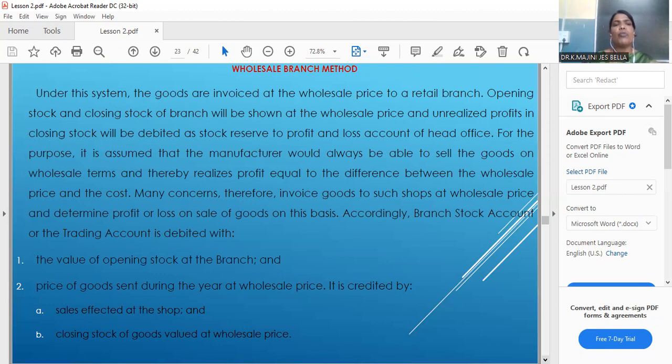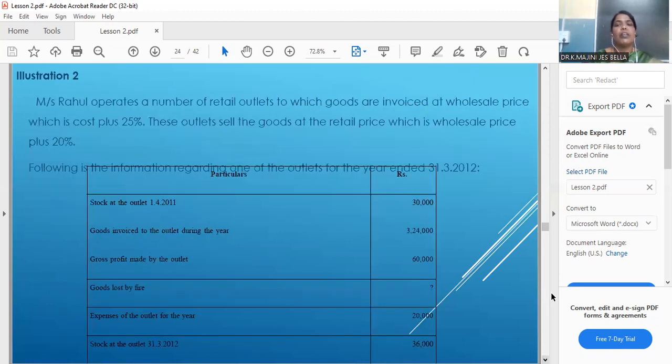Okay, so the branch stock account or the trading account is debited with the value of the opening stock at the branches and the price of goods sent during the year at the wholesale price. It is credited by the sales effected at the shop and the closing stock of goods valued at the wholesale price. We can see the illustration too.